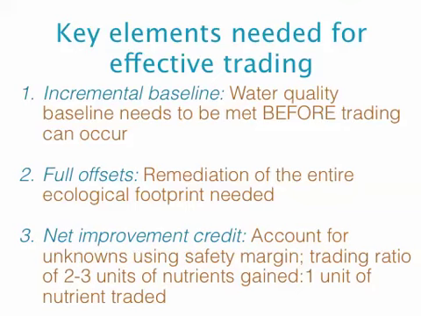The remediation of the entire ecological footprint is needed. And you need a net improvement credit. So account for unknowns using a safety margin. People argue what the trading ratio should be. So between 2 and 3 is often argued. You need 2 to 3 units of nutrients gained for every unit of nutrient traded, so that it can account for those differences. And you'll be seeing a lot about nutrient trading, I think, in the next few years. So that's a broad overview of some of the nutrient issues in Chesapeake Bay.